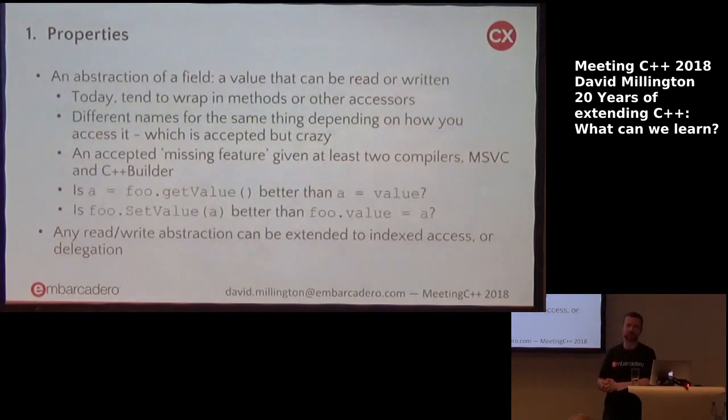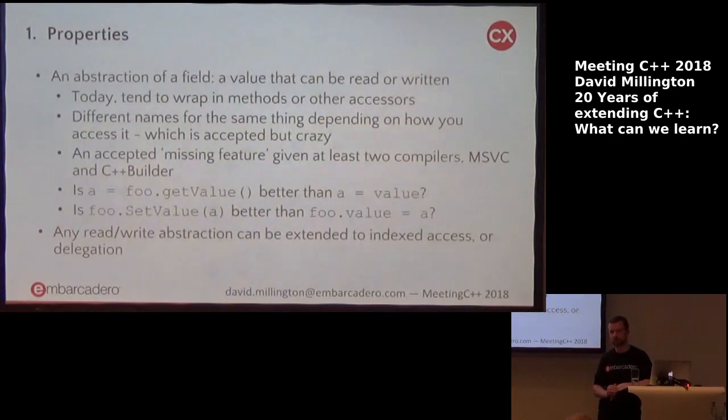The first are properties. So a property is an abstraction of the concept of a field. So we have a member field of a class, and it's a value, you can read it or write it, all that kind of thing. A property is an abstraction of that concept. For example, you might have accesses of various types, or you might want behavior that occurs, or you might want a value that's calculated on the fly rather than actually being a static value or something like that.